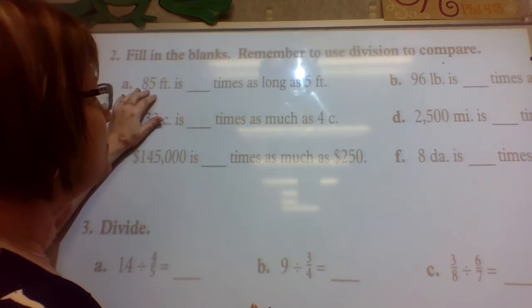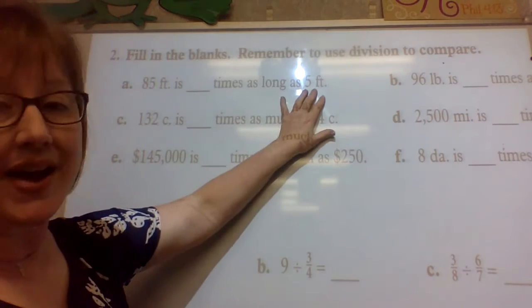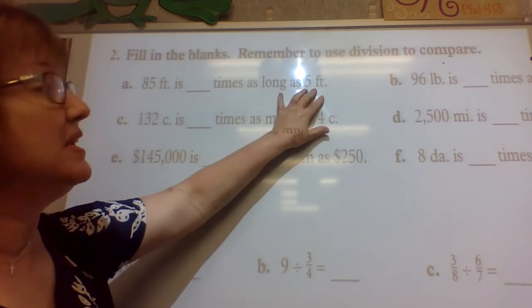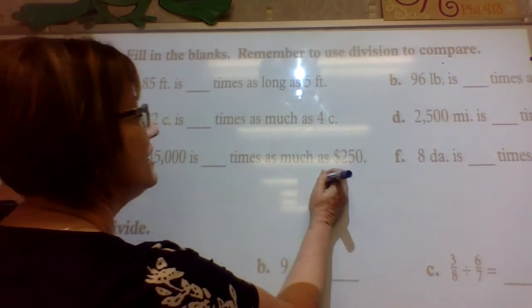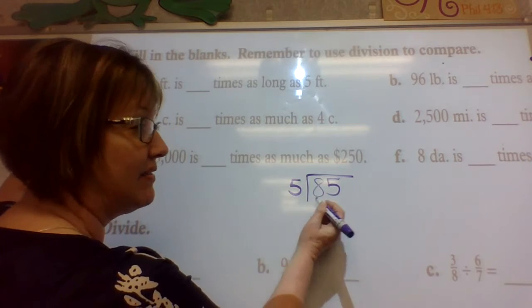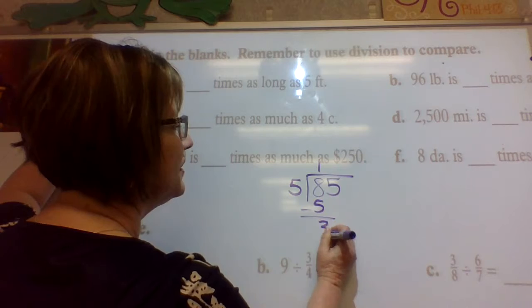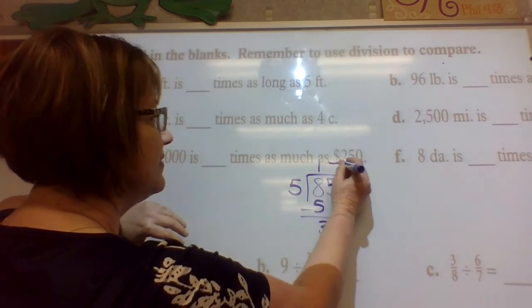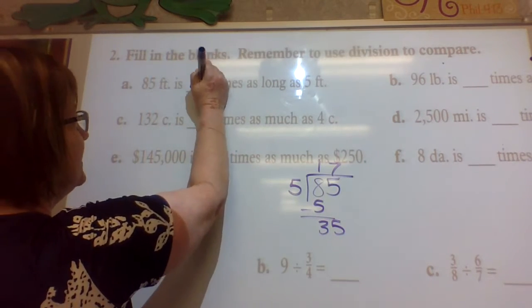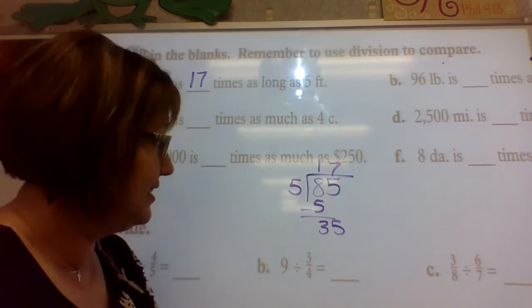Okay, so if you want to know what 85 feet is compared to 5 feet, we're comparing them. We just divide it. So 85 divided by 5 is, 5 goes into 8 one time, with 3 left over, and 5 goes into 35 7 times. So 85 is 17 times as long as 5 feet. That's it. That's all you're doing here.